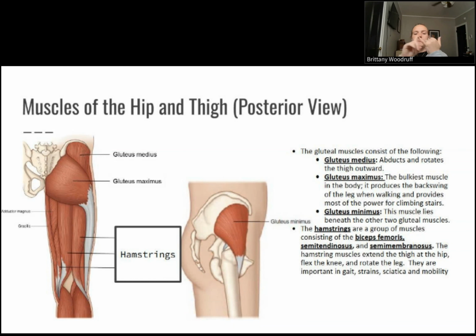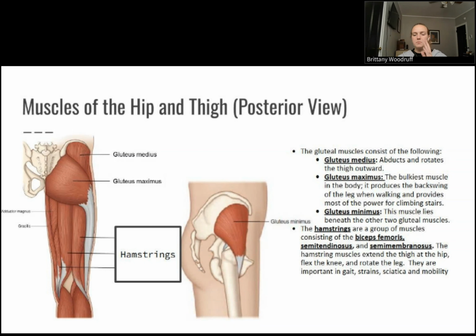For 2 reasons. They're important because they're a big injection site, right? I think we asked even on your first exam, like you give an injection in the buttocks. What is the buttocks region called? The gluteal region, right? Gluteal muscles are found in the gluteal region.